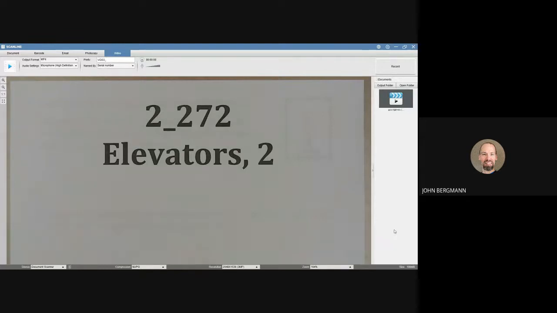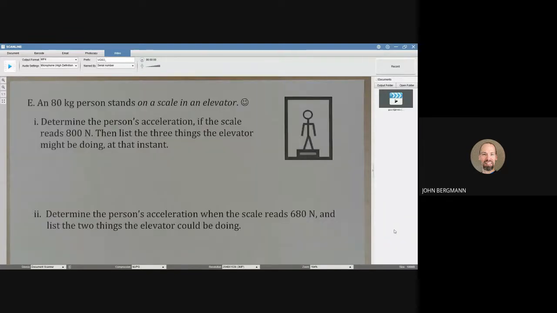This is our second video on elevators. So here we have an 80 kilogram person standing on a scale in an elevator. Obviously this is a very realistic scenario. This happens quite a bit. Determine the person's acceleration if the scale reads 800 newtons. Then list the three things the elevator might be doing at that instant.